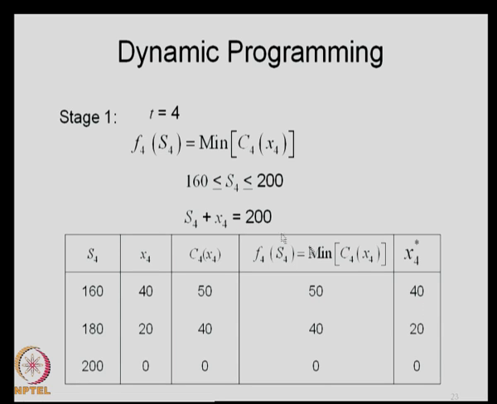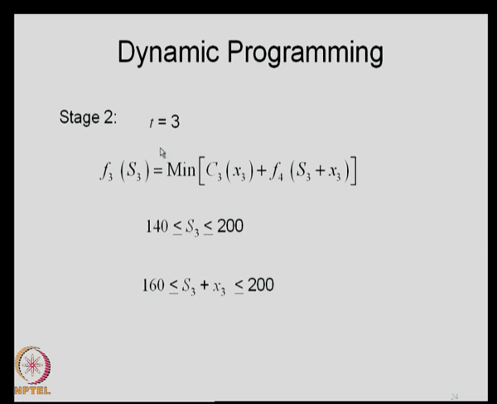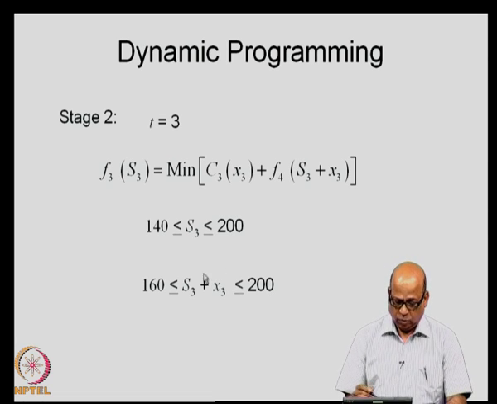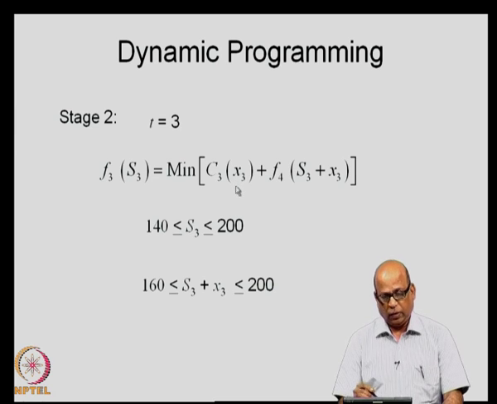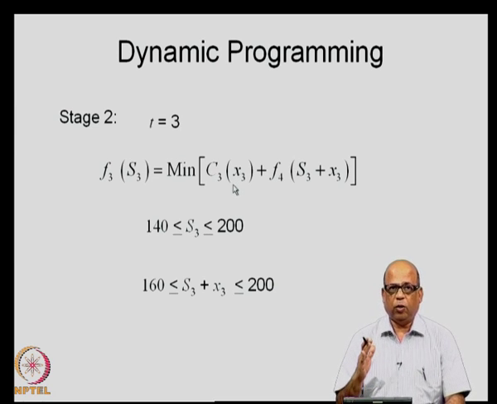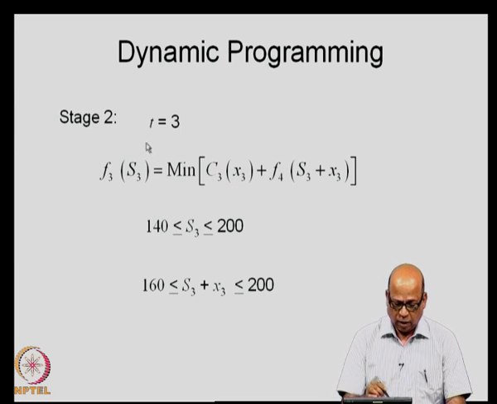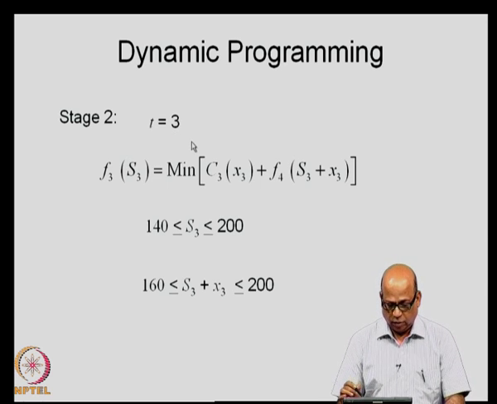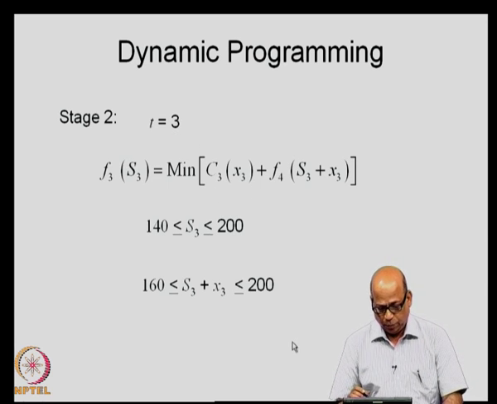Like this, you go to the next stage then. Next stage, it can go on between 140 and 200, because 140 is what you would have achieved earlier, and at the end of the time period you should have 200 maximum. So, S3 plus X3 must be 160. What is X3? X3 is the decision that you make on the capacity expansion at time period t is equal to 3. So, this is what we do for stage number 2.